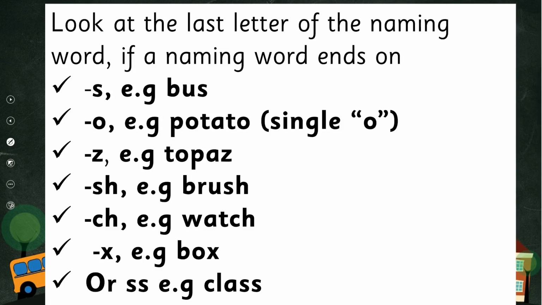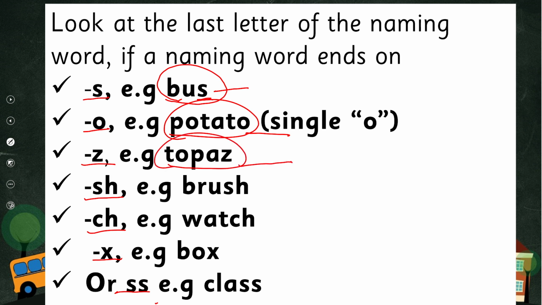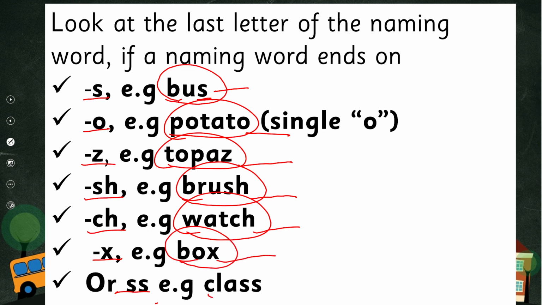Let's recall it. If a noun ends in s, o, z, sh, ch, x or double s, we add es. For example, bus. So how do we make its plural? Buses, we add es. Potato, potatoes. Topaz, topazes. Brush, brushes. Watch, watches. Box, boxes. Class, classes. Remember how do we do it?